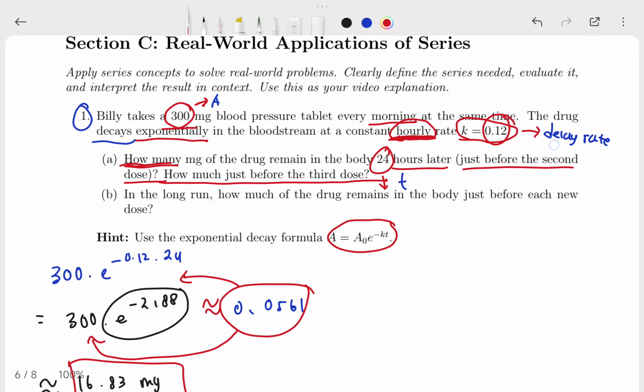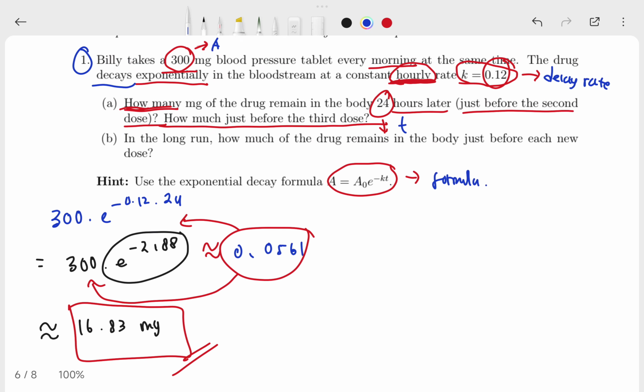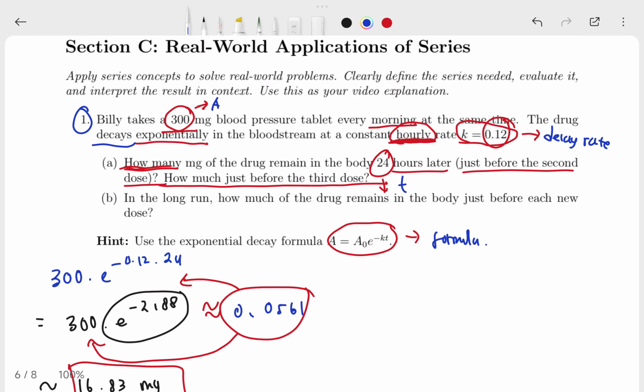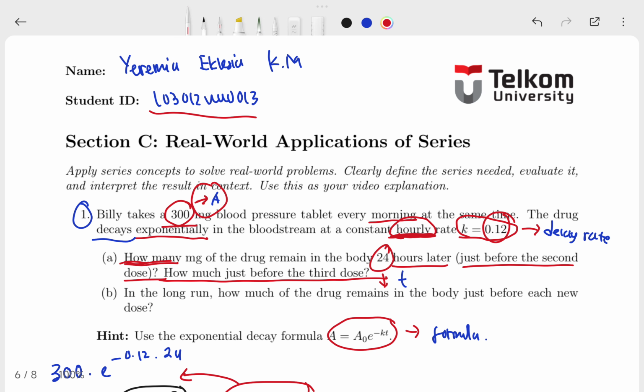Okay, so first things first, we have to work with this formula. Then we apply the formula with A0. What is A? A is the grams of the tablet in the blood. So the first time, when he takes the tablet, there are 300 milligrams of blood pressure tablet, right? So the dose is 300 milligrams, and then after 24 hours, how many grams are still in the body? It's not still 300, right?